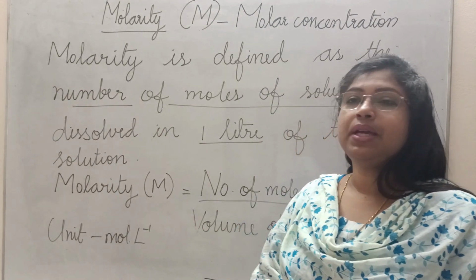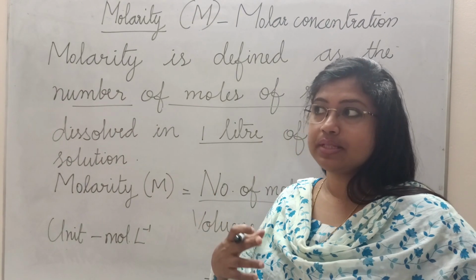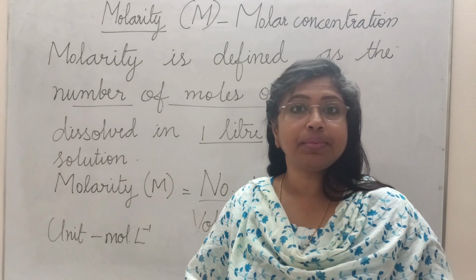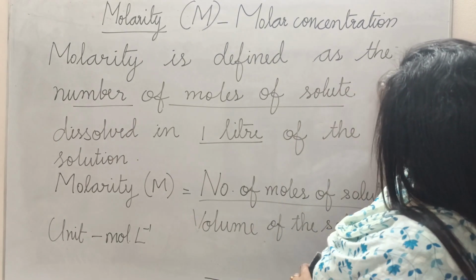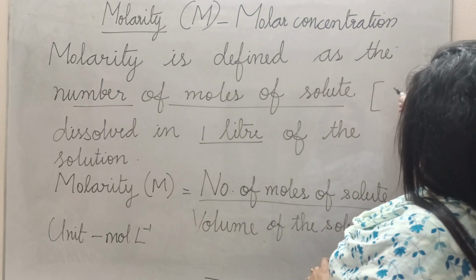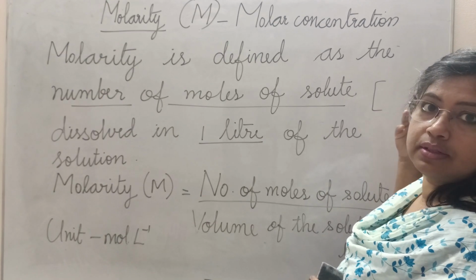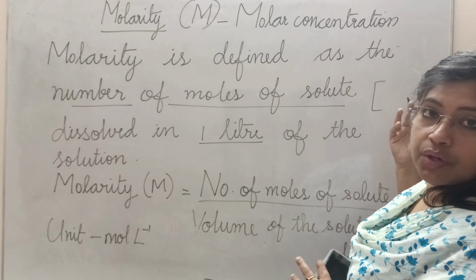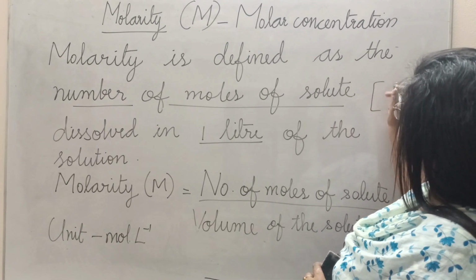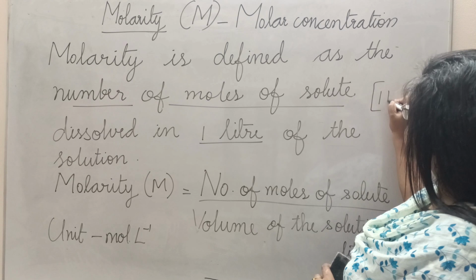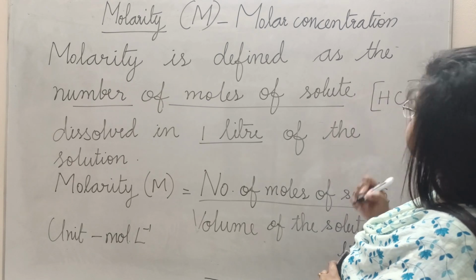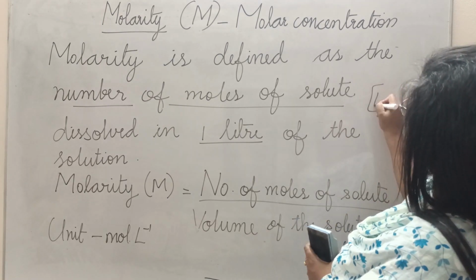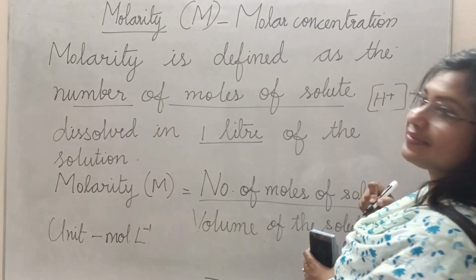Now you can express the molar concentration in another way, that is using square brackets, which is used for finding the rate of a chemical reaction. For example, in order to show the molar concentration of hydrochloric acid, you can show it like this. Put a square bracket here and write like this, or this way. Okay.